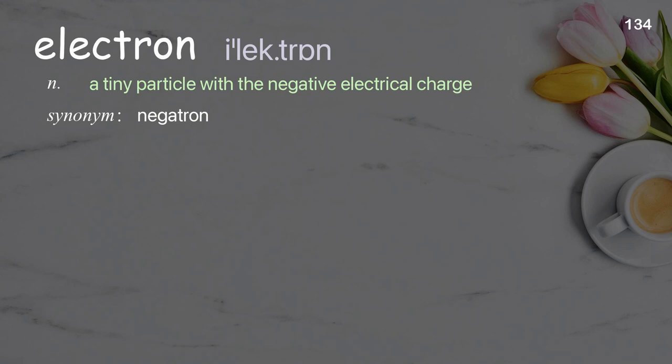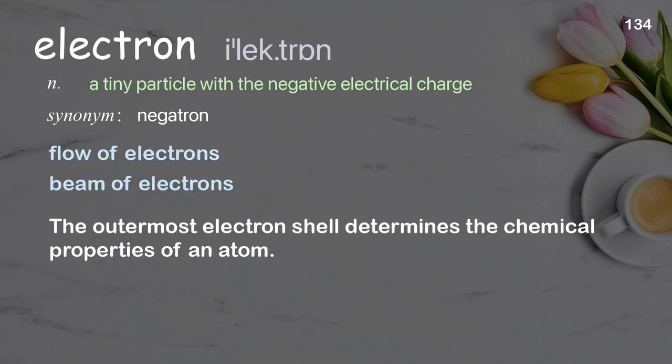Electron: a tiny particle with a negative electrical charge. Examples: Flow of electrons. Beam of electrons. The outermost electron shell determines the chemical properties of an atom.